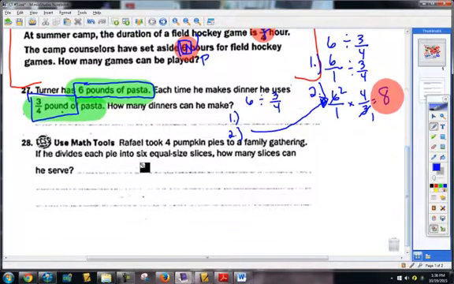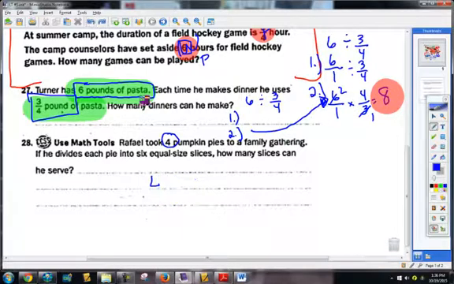Last one here. Raphael took 4 pumpkin pies to a family gathering. If he divides each pie into 6 equal size slices, how many slices can he serve? Okay? So, what you're doing is, you could draw these out, but you just have to say what's being divided. Is it the 4 pumpkin pies, or is it the 6 equal slices? The problem would be 4 divided by 6.